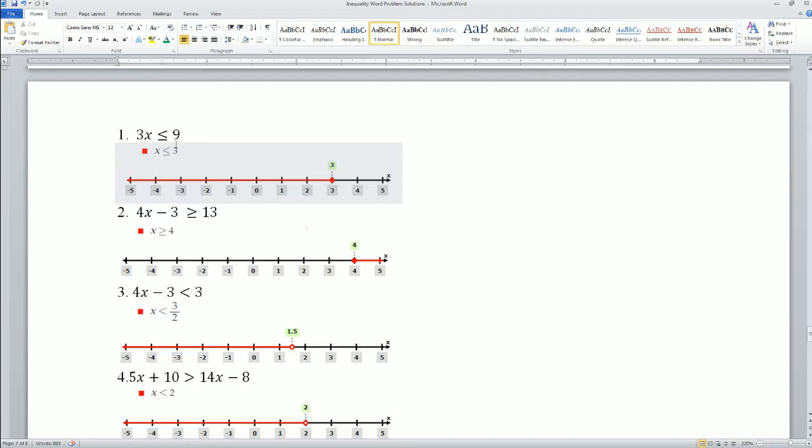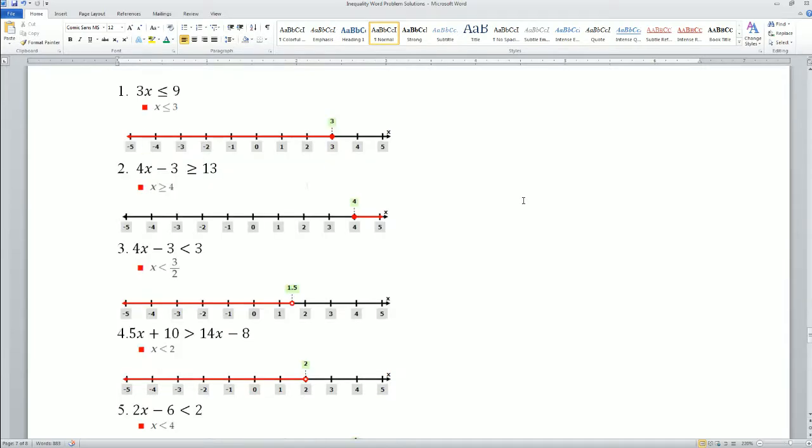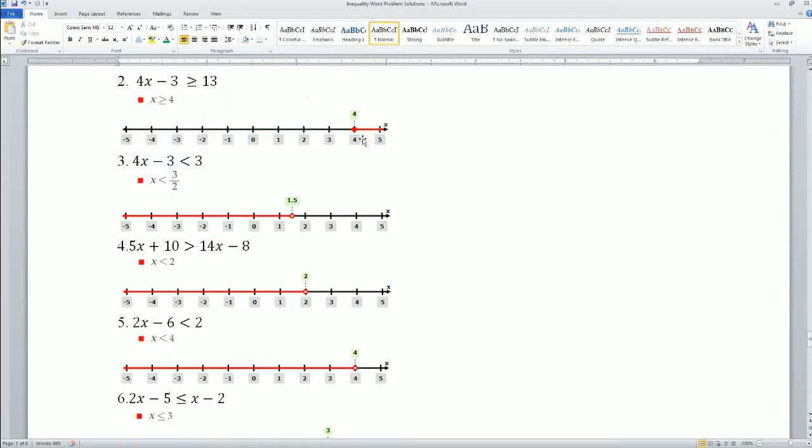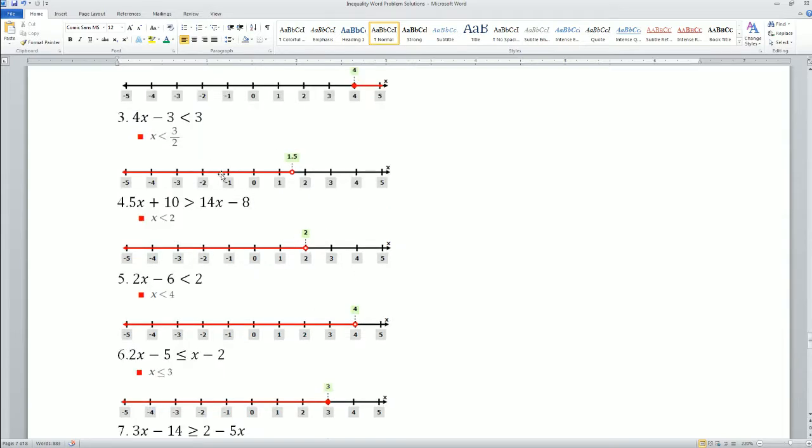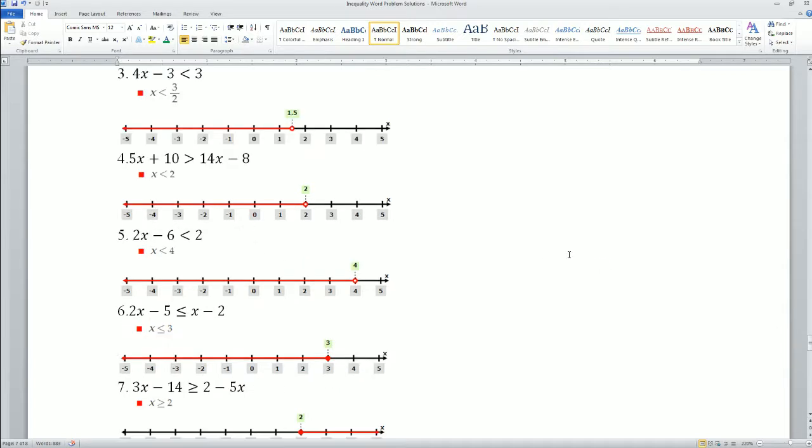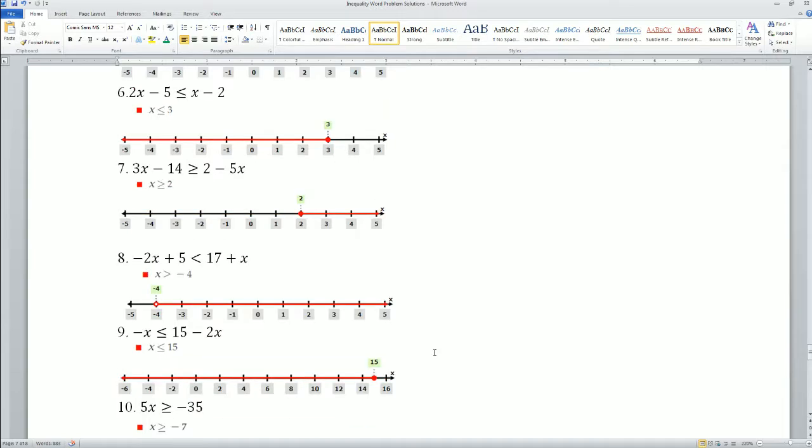I graphed. The solution is not in set builder notation, but remember, it is supposed to be in set builder notation. Goes to the left. x is greater than or equal to 4, so it goes to the right. Less than 3 here. This is a fraction, because it's 6 over 4. Here's 5. That's an even number. Notice these are all open, open, open. This is closed because it has to include 3. Here's 7, 8, 9.